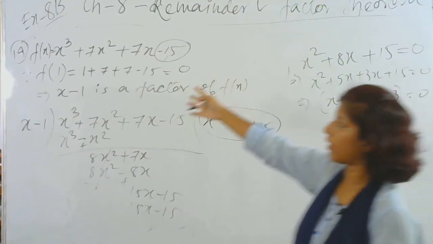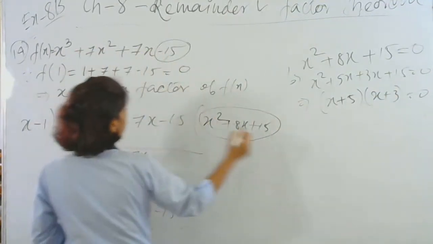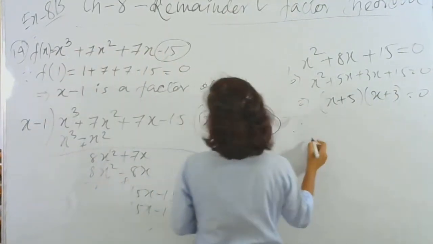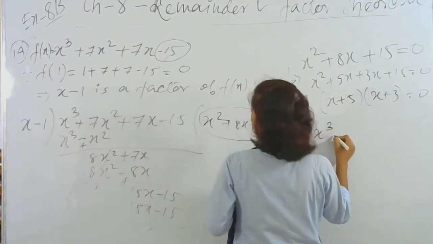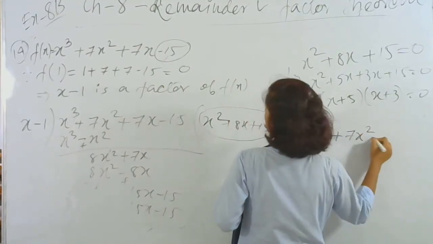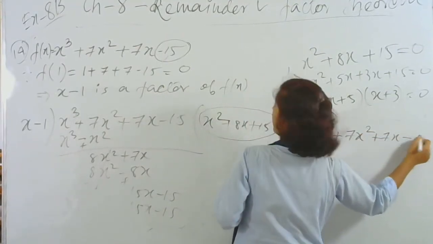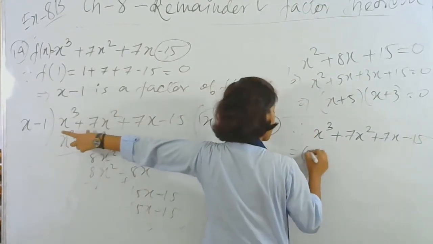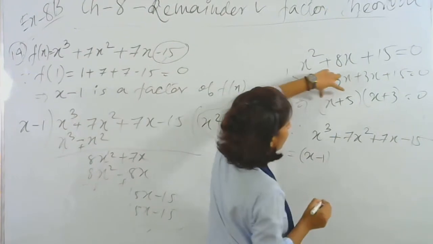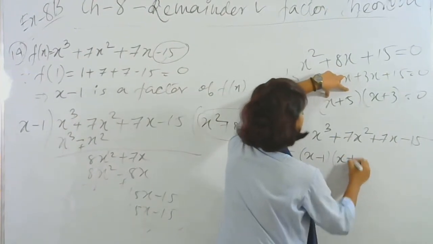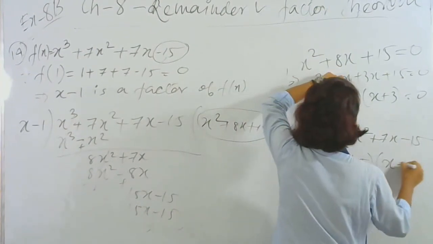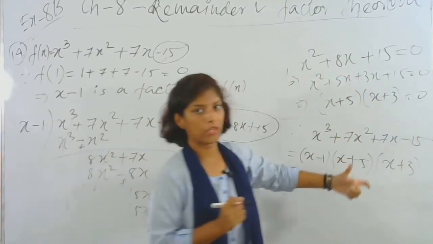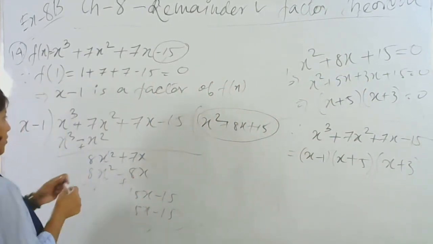So after factorization, I can write, therefore, I got all the 3 factors, then I can write it in the factorization form. The first factor is x minus 1, right? Then the last 2 factors are this one. So this is how you do it. So here I got all the 3 factors.